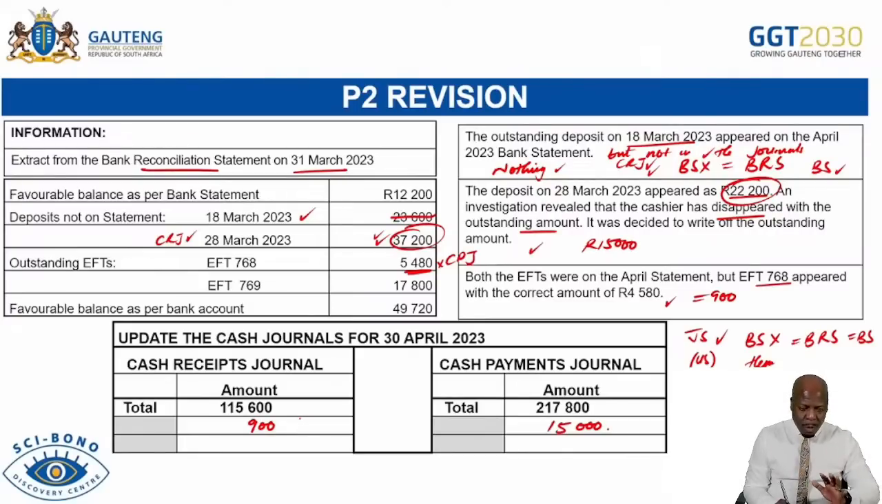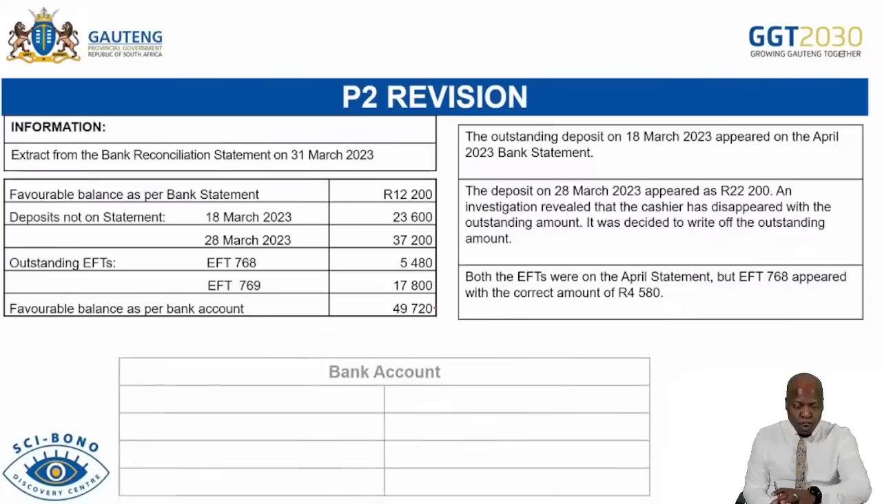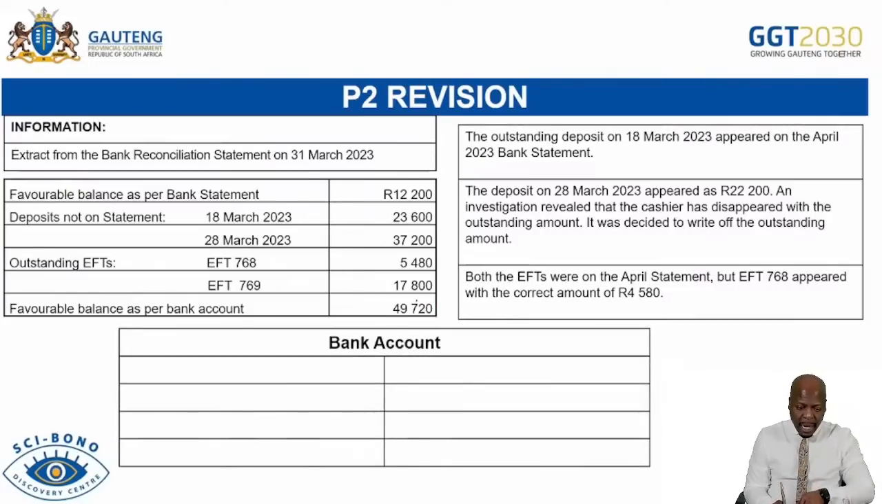So far we have dealt with all the information that is here. One thing that is of great importance is that your balance here must always be taken immediately to the calculation of the correct bank account balance. So let's look at that. So you will see here that I'm going to take that one. Here I'm being told favorable balance.